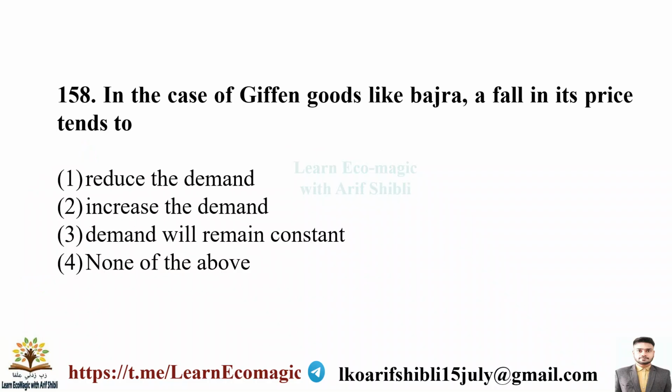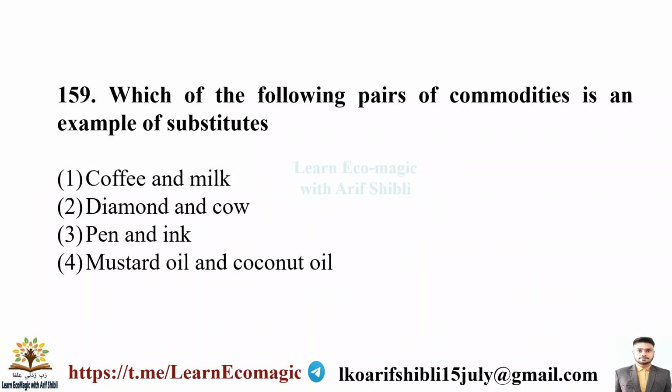In case of Giffen goods like bajra, a fall in its price tends to reduce the demand, increase the demand, demand will remain constant, or none. In case of Giffen good, this is the exception of the law of demand, which says other things kept constant, when there is a decrease in price, there will always be an increase in the demand of that commodity. So this is the case of Giffen good, which is an exception of the demand law. When its price falls, the demand will not increase. So it will reduce the demand. So the right answer for this question is option 1.